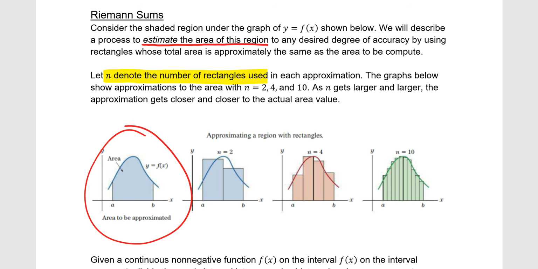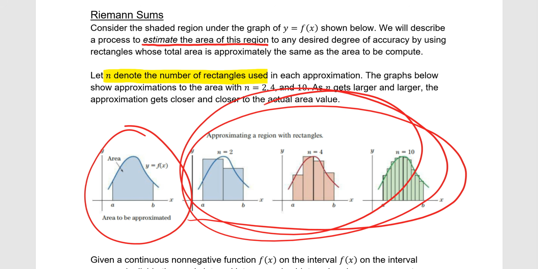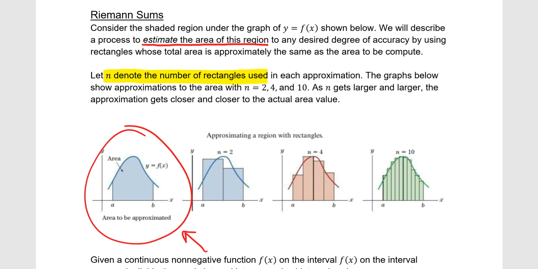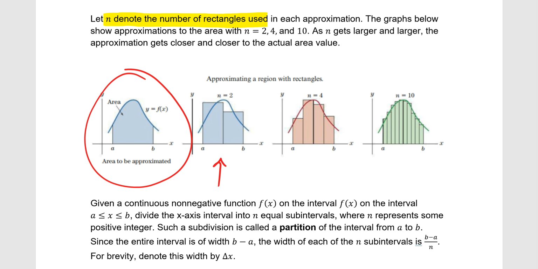So n is the number of rectangles that we are using in the approximation. And the ones that we have over here on the right are approximations of the region right here on the left. So you'll see that the one next to it, this one right here, we have two rectangles. If we shade those in, then that's an approximation for this area right here on the left. We don't know exactly how accurate it is.